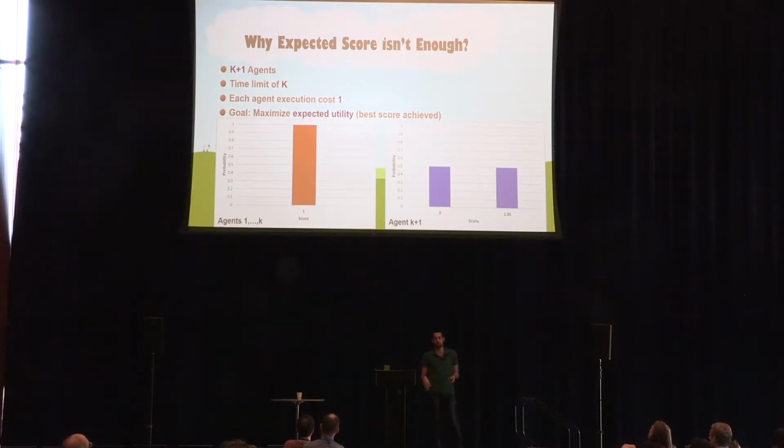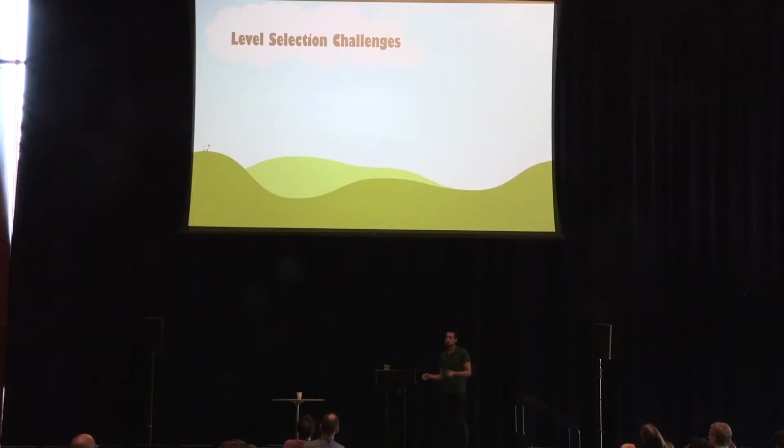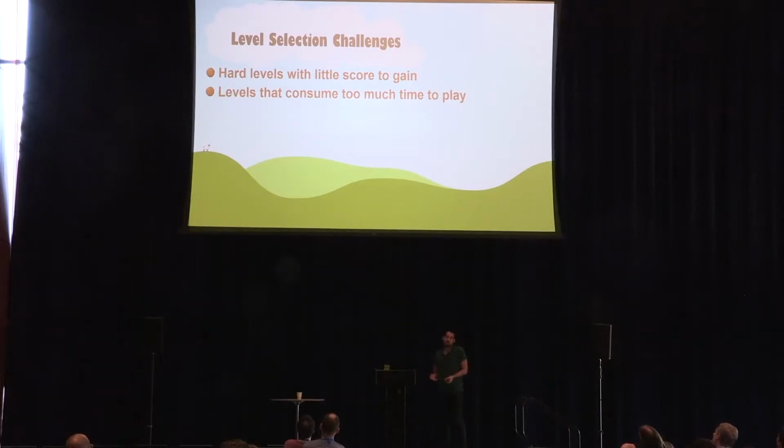The second problem is the usage of the round-robin policy. There are some level selection challenges. For example, there can be levels which are very hard to solve, and you can get very little score from them. There are levels that simply can consume too much time, and you won't be able to play them on time. And sometimes you want to replay promising levels even if you manage to solve them.